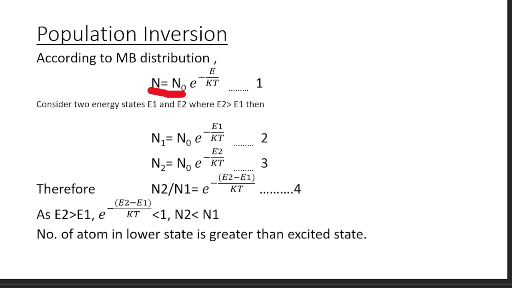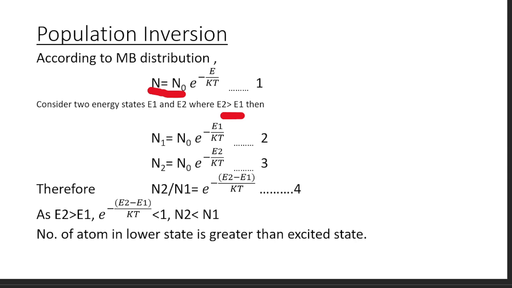Now we are considering two energy states, E1 and E2, where the energy of the higher excited state is greater than that of the ground state. So this equation of the distribution can be written, for the ground state, as N1 equals N0 e raised to minus E1 upon KT, and for the excited level as N2 equals N0 e raised to minus E2 upon KT. If we take the ratio of N2 upon N1, we can write this as e raised to minus (E2 minus E1) upon KT.